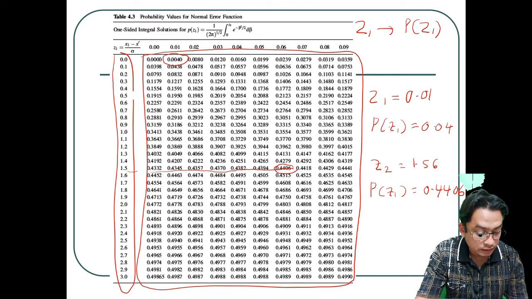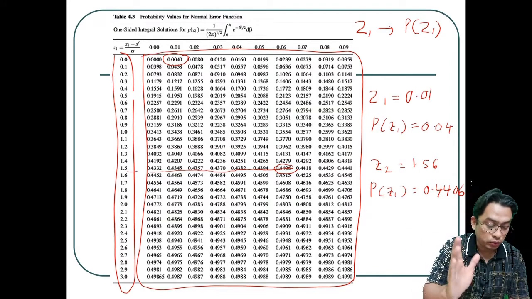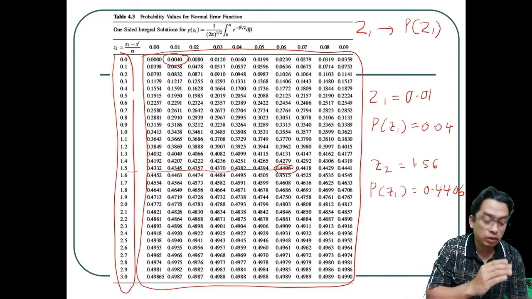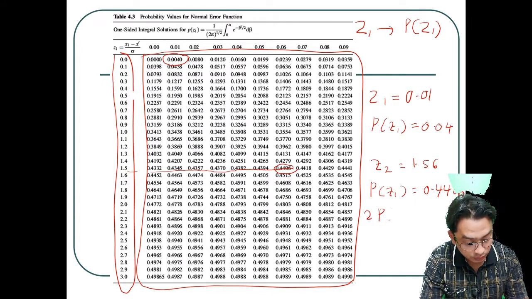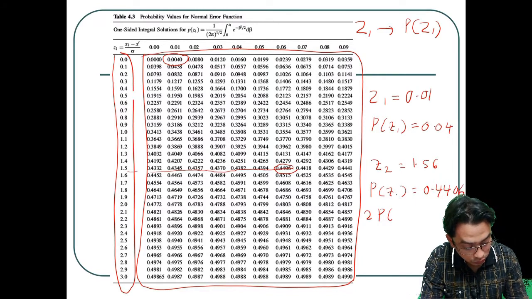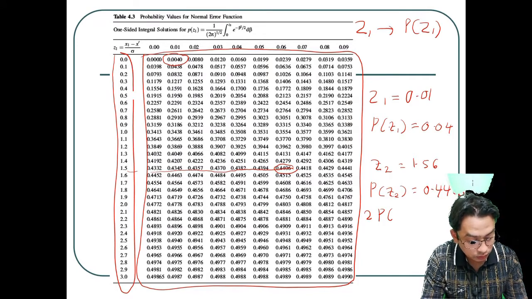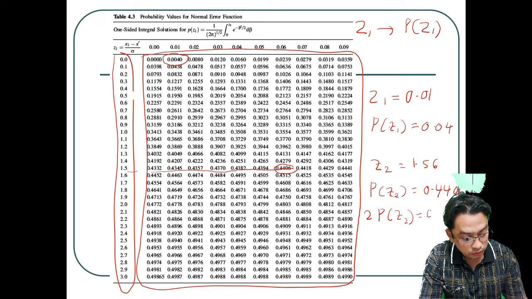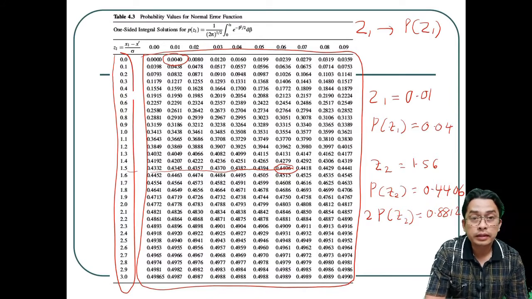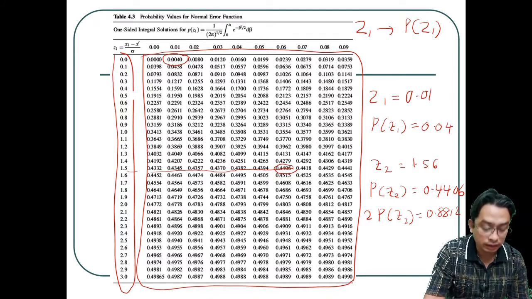So if I talk about two sides, one side goes 0.4406. So for two sides, oh sorry, I need to fix this one. It's not z1 here, it's z2. Because this is z2 here, so 2 pz2, I said 2 because it's two sides, left and right. So it's about 0.8812. So it covers about 88% of the area.